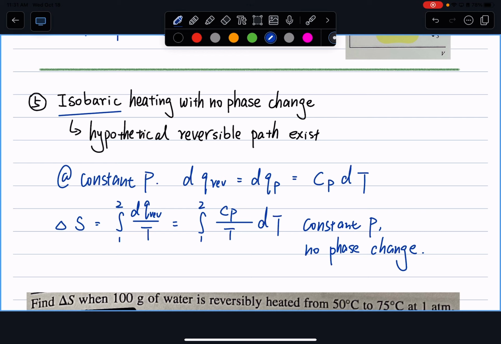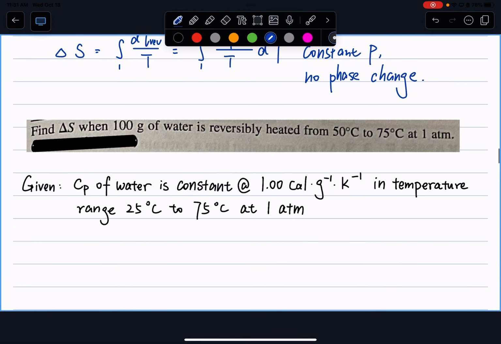And applying this relationship, let's do an example question together. The question itself is pretty short. Find delta S when 100 grams of water is reversibly heated from 50 degrees to 75 degrees Celsius at 1 atm. And it's given that the Cp, or the isobaric heat capacity of water, is constant at 1.00 calorie per gram per Kelvin in the temperature range from 25 degrees to 75 degrees at 1 atm.